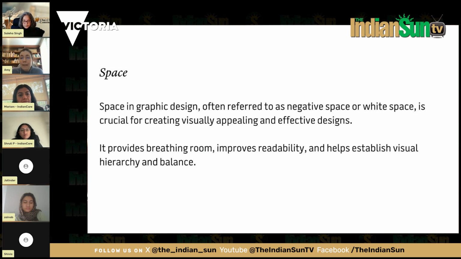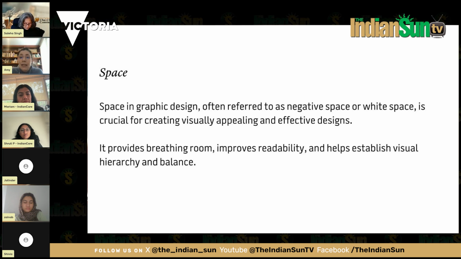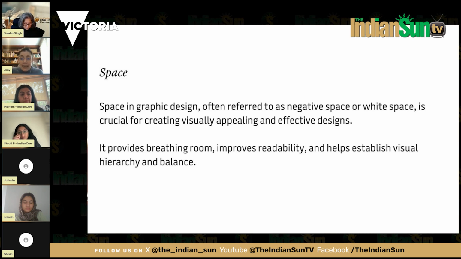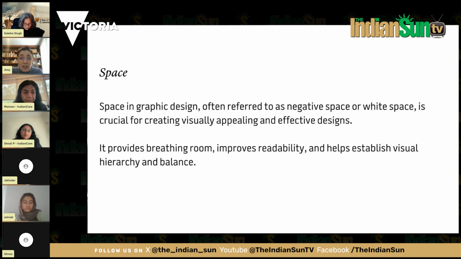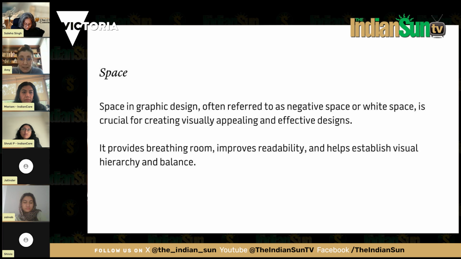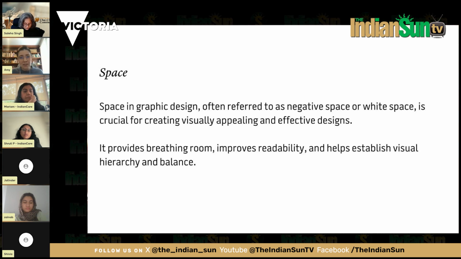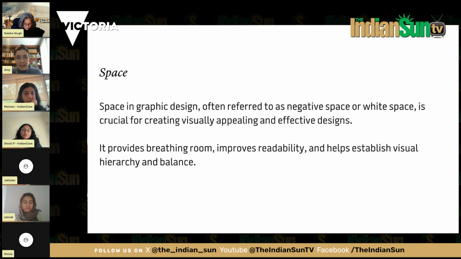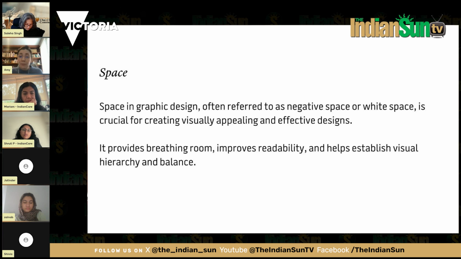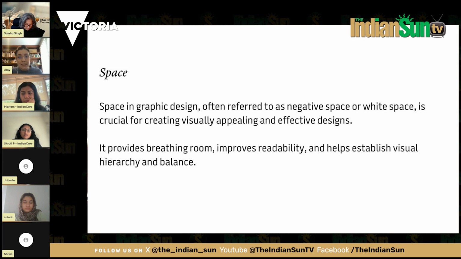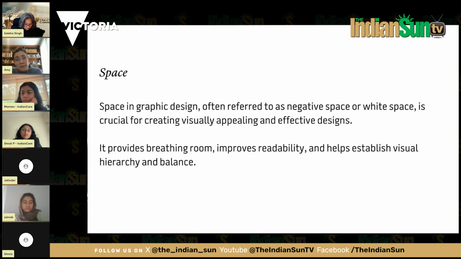Space. Space in design can be referred to as negative space or white space, and it's important for creating a visually appealing design. What you don't want on a design is lots of clutter, lots and lots of elements. Because then, as a reader trying to absorb that information, you think, where do I look? What am I looking at here? What am I supposed to digest? Sometimes, especially when everyone's busy, people just disengage from it because they don't know where to start. This is too much. It could be too many words. It could be too many images.